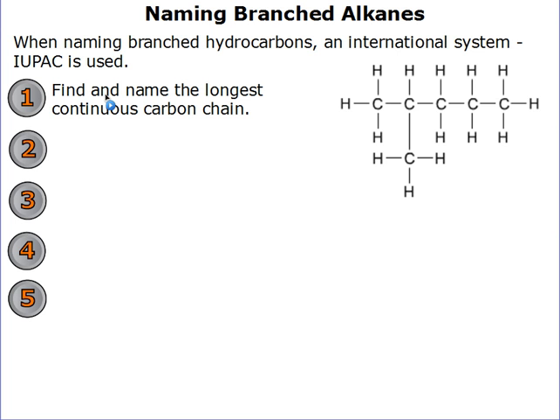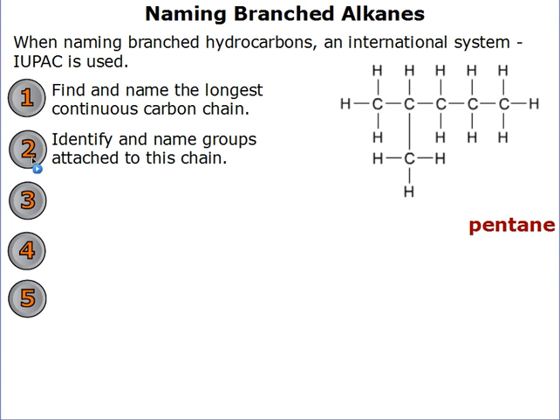So now we need to name that chain, and with 5 carbons in it, it's going to have pent as its prefix. It's an alkane, it's all carbons and hydrogens with all single bonds, so the name will end in ane. So we've got pentane as part of the name of the structure.